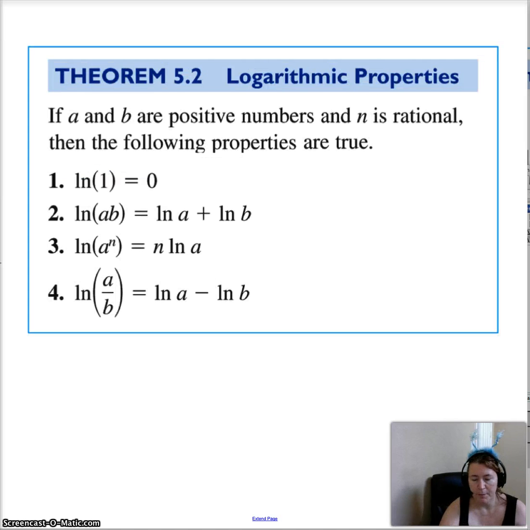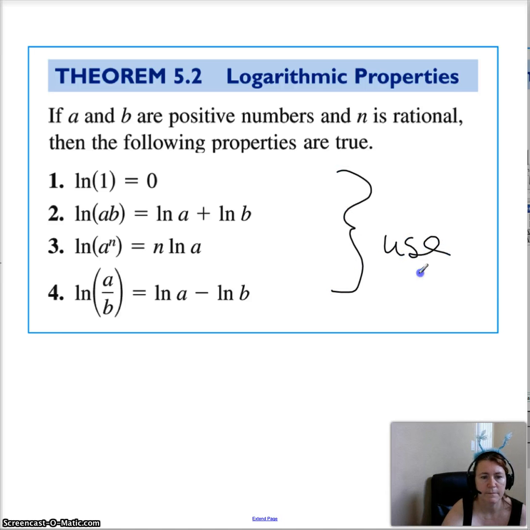Now, logarithmic properties. Again, you need to know these, and you need to be able to use these. Natural log of 1 is 0. Boom. Log of a times b is log of a plus log of b.